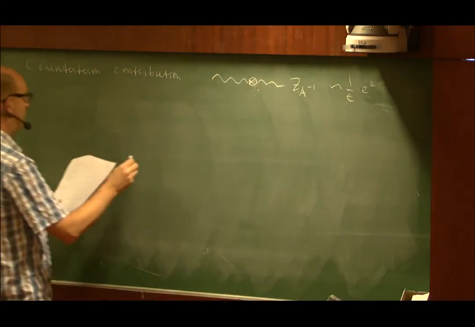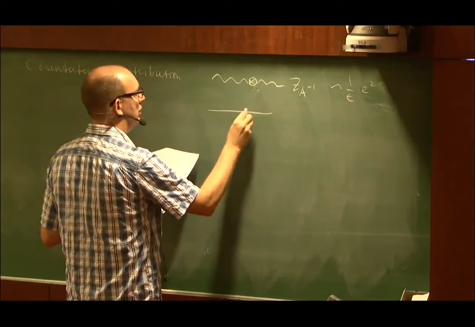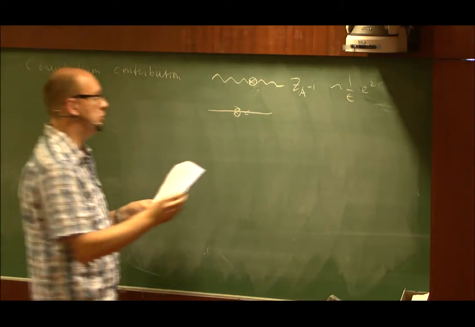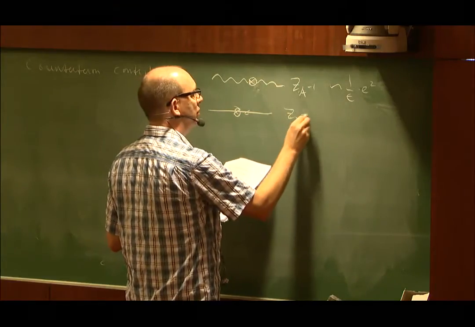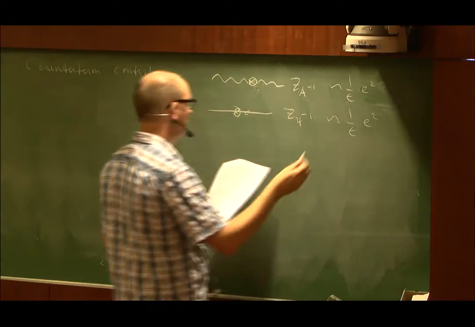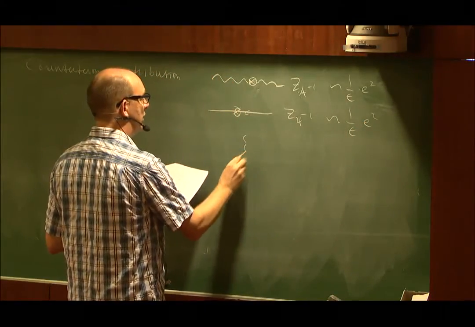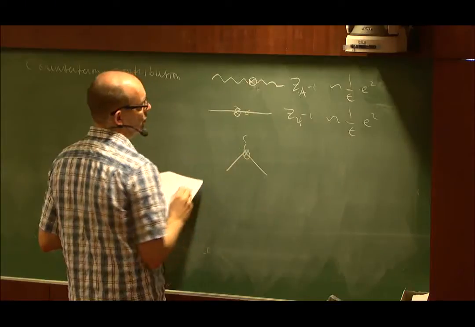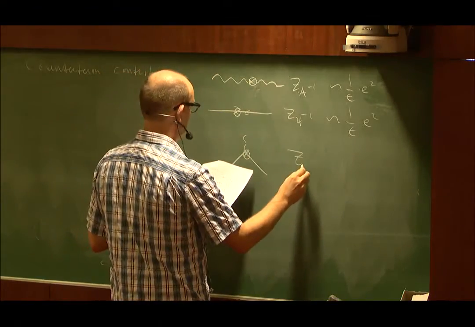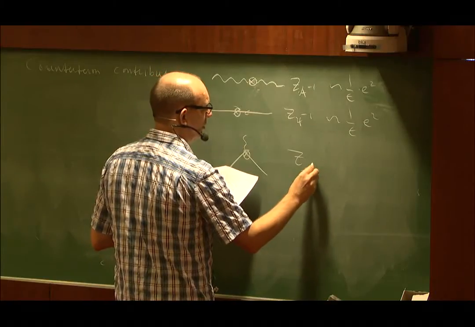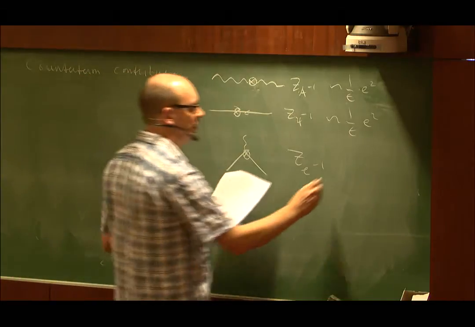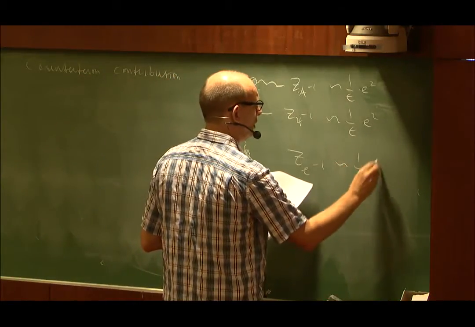You also have the correction to the fermion propagator. That would be Z_psi minus 1. And it's also proportional to 1 over epsilon and e squared with some other coefficient. And you have, of course, the correction to the vertex, Z_e minus 1. At least that's part of the correction. The Z_psi and Z_A also come in, also proportional to 1 over epsilon e squared.